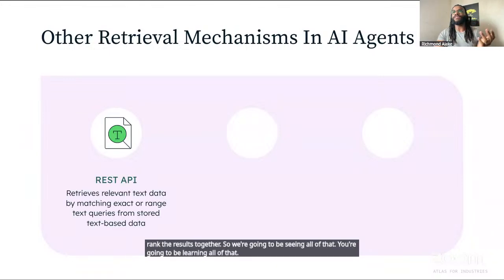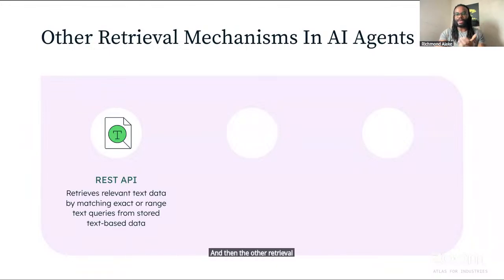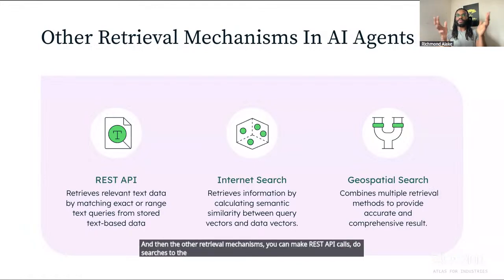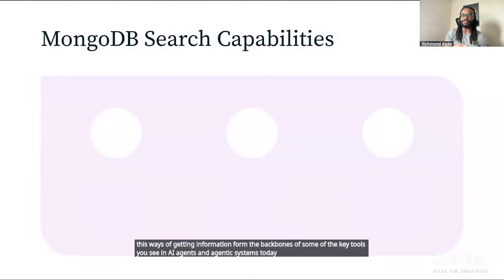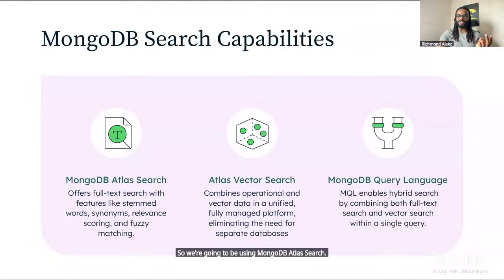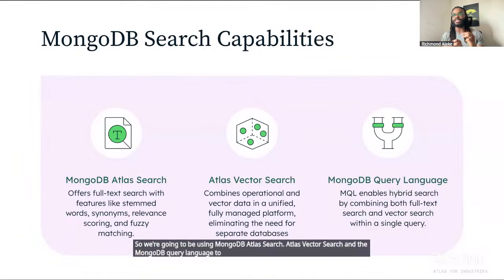And then for the other retrieval mechanisms, you can make REST API calls, do searches on the internet, or even do some form of geospatial search. All of these ways of getting information form the backbones of some of the key tools you see in AI agents and agentic systems today, and we're going to be seeing a lot of that. So we're going to be using MongoDB Atlas Search, Atlas Vector Search, and the MongoDB query language to enable three key search mechanisms for our AI agents.